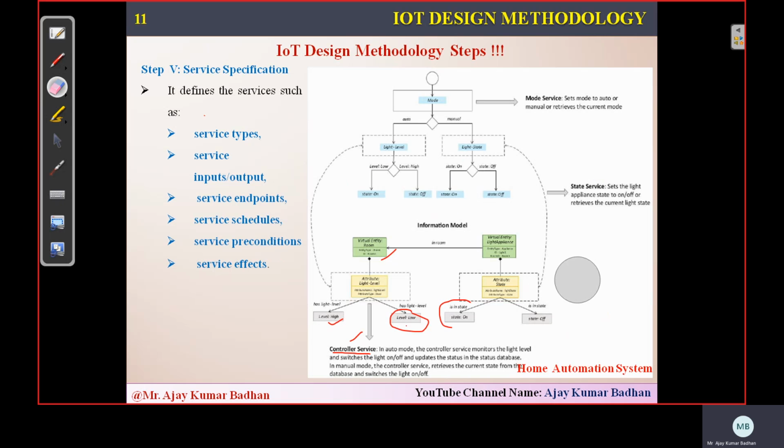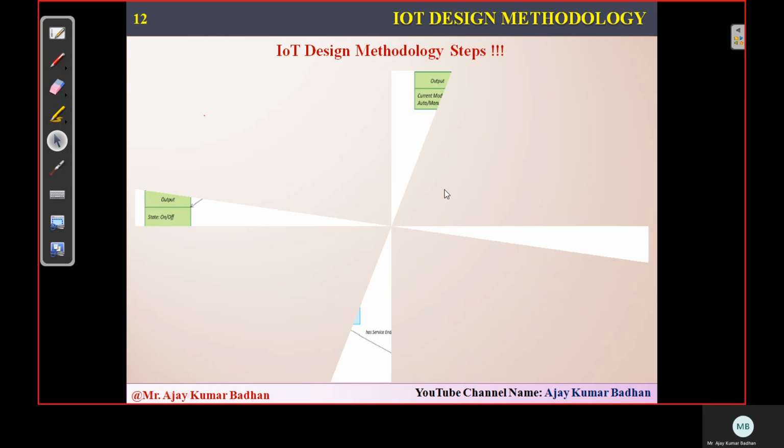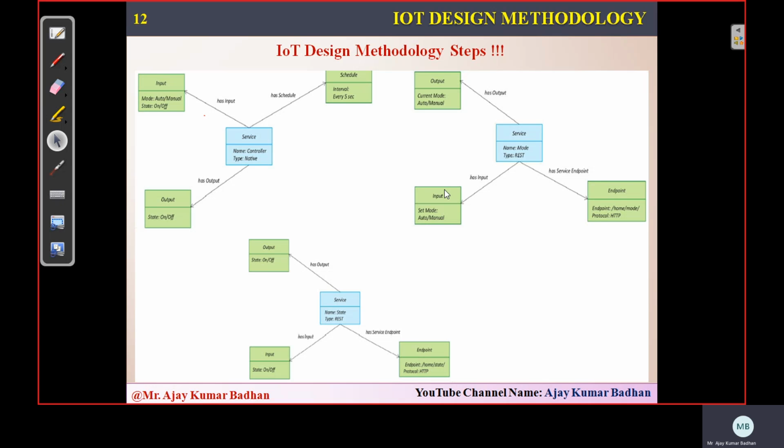This is the way we provide services. And apart from the controller and mode service, we have a state service too. A state service is nothing but determining the current state of your light, your bulb, whether it is turned on or turned off. That information is provided by this particular state service. So basically, in your service specifications, we have only three different types of services: mode service, state service, and controller service.